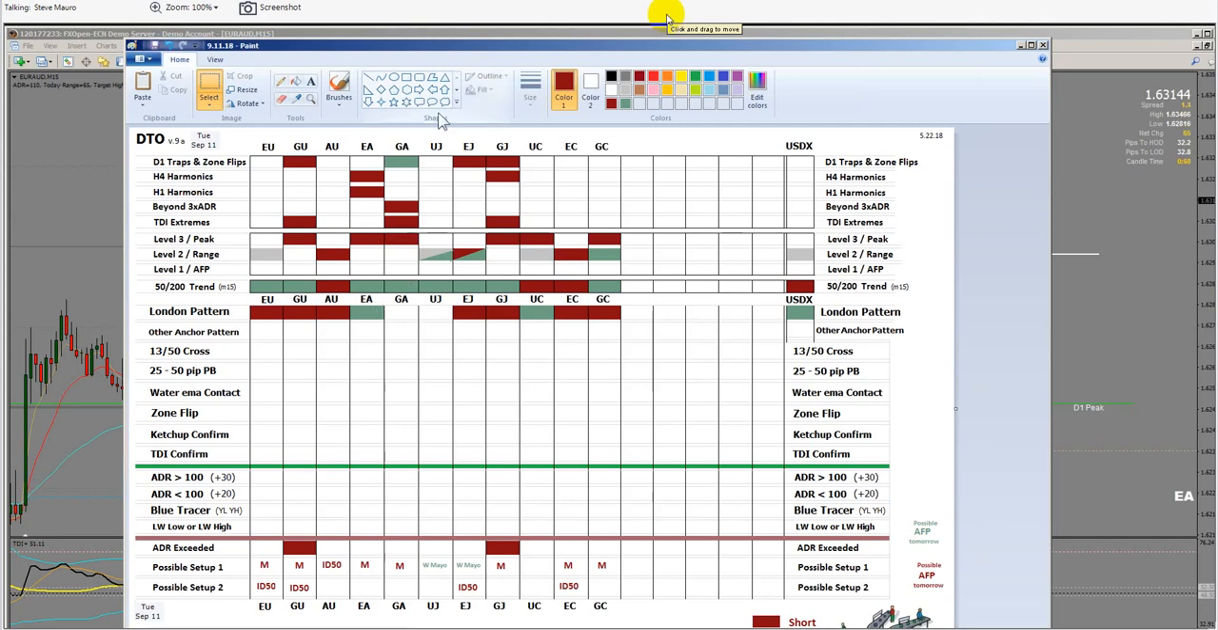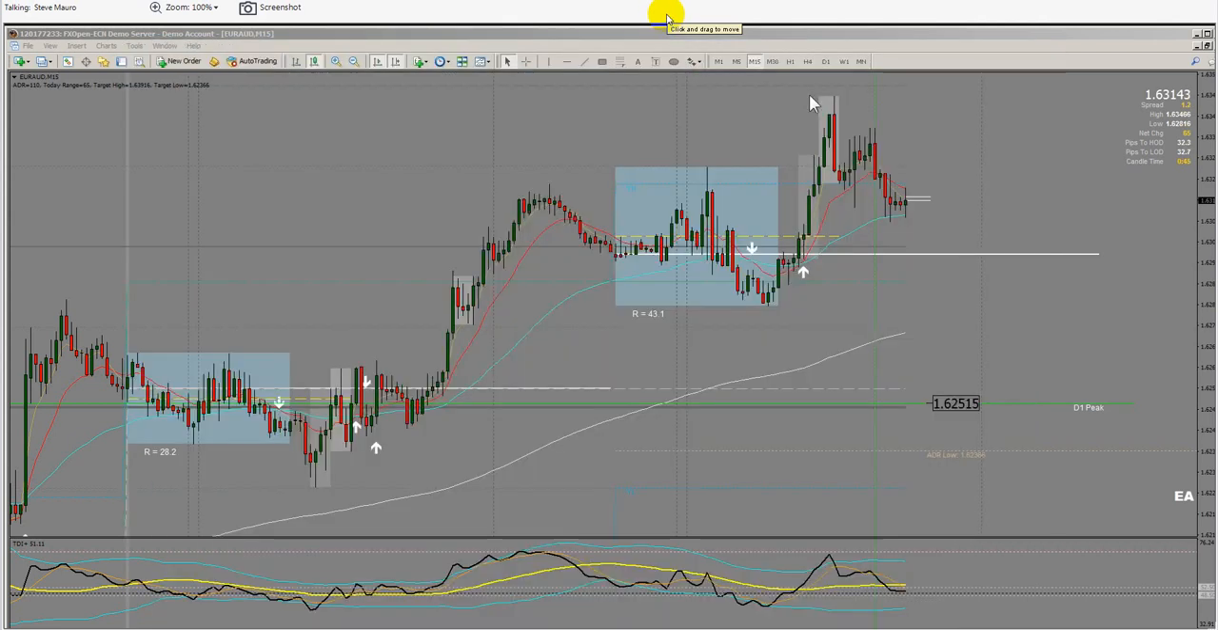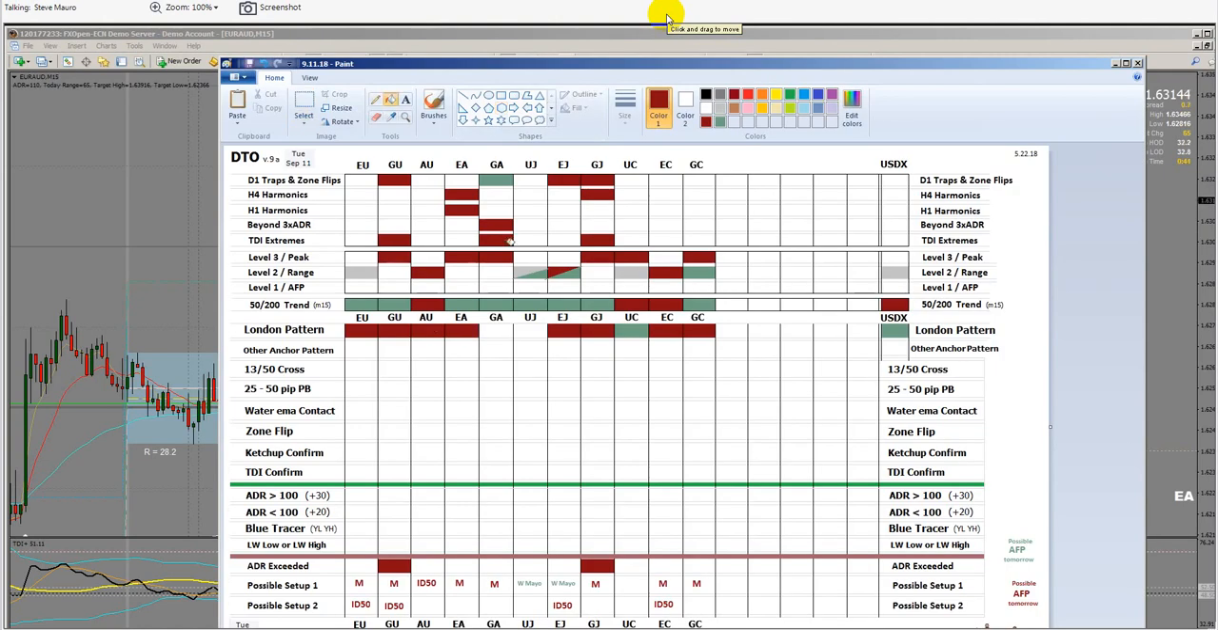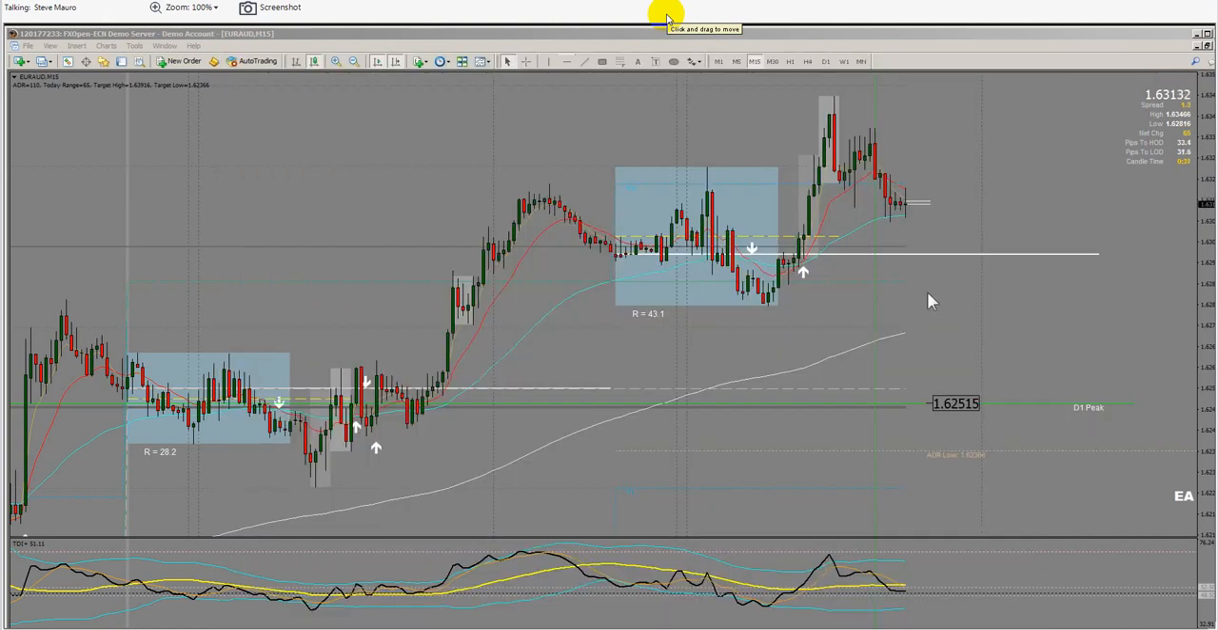It actually should be red and not green. Sorry about that. Let me change that back around here. Okay, it's not a super locked London pattern. At this point, I'm not looking for an ID50 short. I'd basically be looking for an ID50 long, if anything. All right, let's go to the higher time frame.